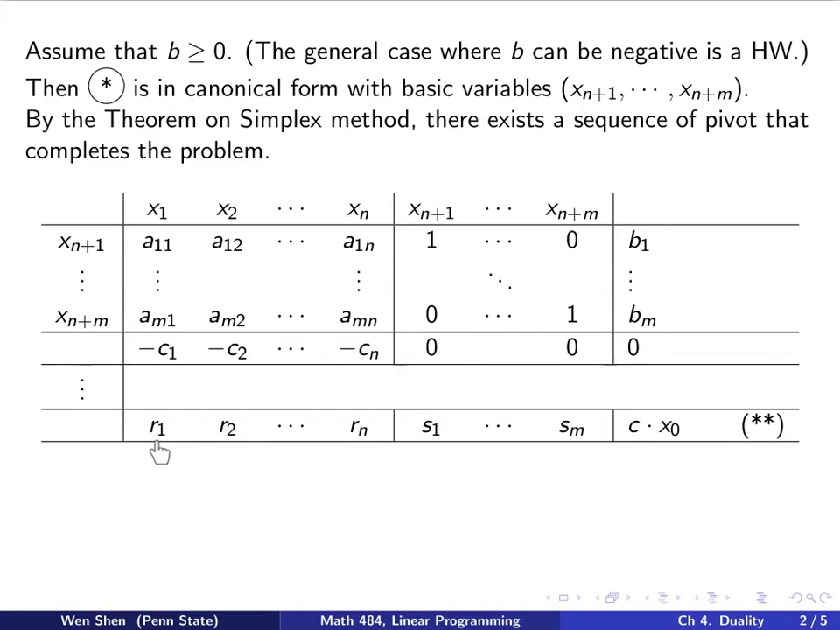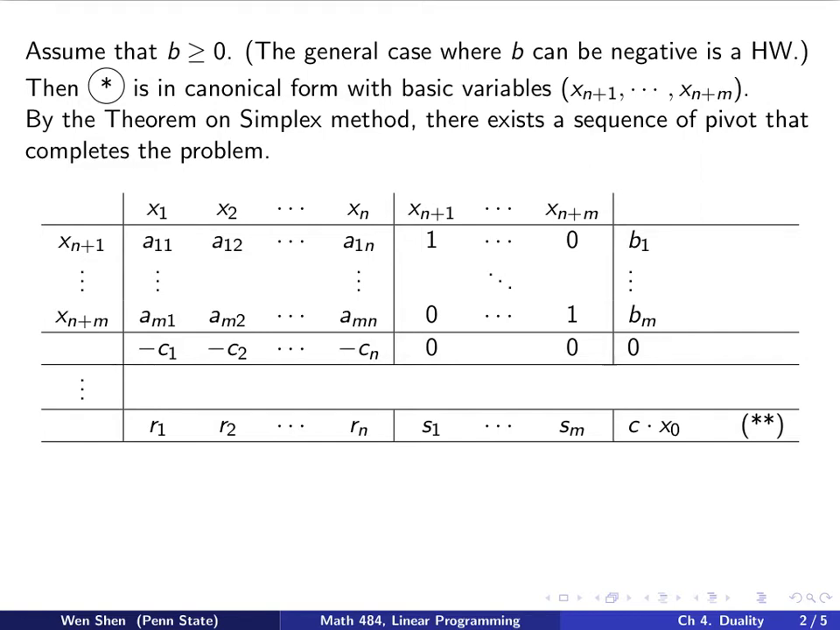Let's denote these coefficients r1, r2 to rn, and these constants here, let's denote them s1, s2 to sm. Okay, and then this box here will have a number, and this is c dot x naught, because we're assuming that x naught is the optimal. Okay, so this is what you would get. So let's call this row here the row labeled with a double star in brackets.